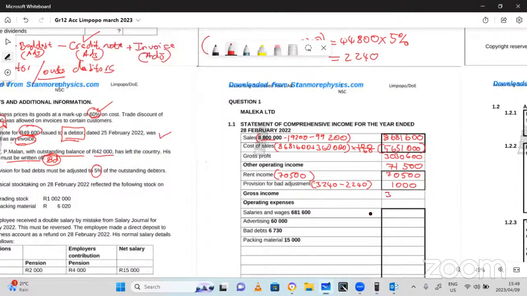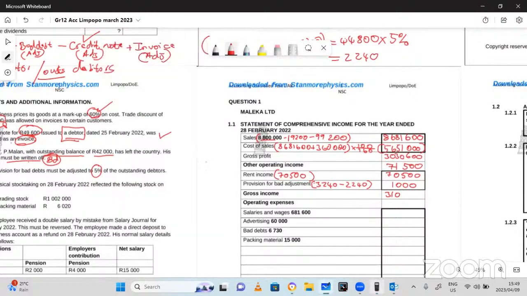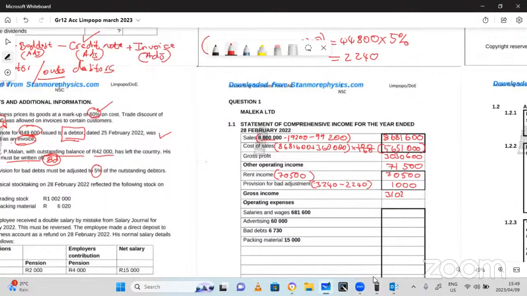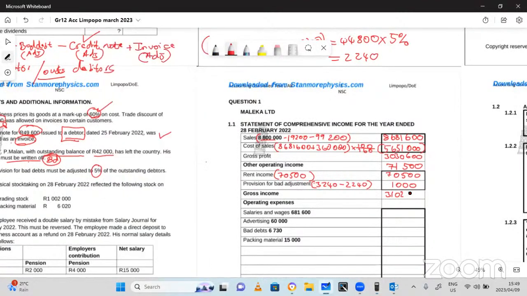We are done with the first part. We are having our 3 million, sorry, not 300, 3,102,100. So remember, you can double check my answers, my calculations as well. Feel free to do that.